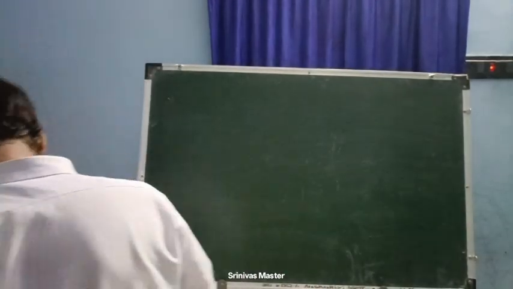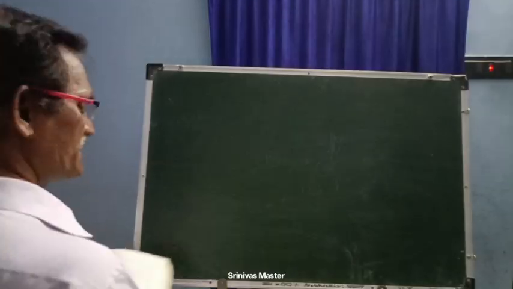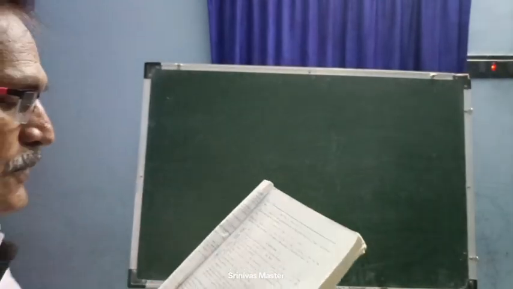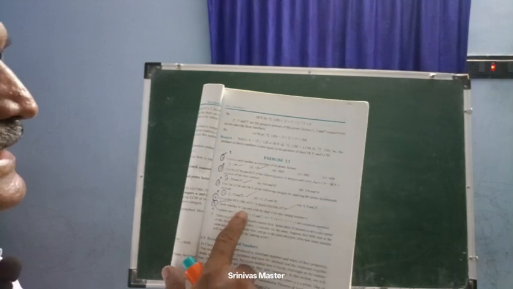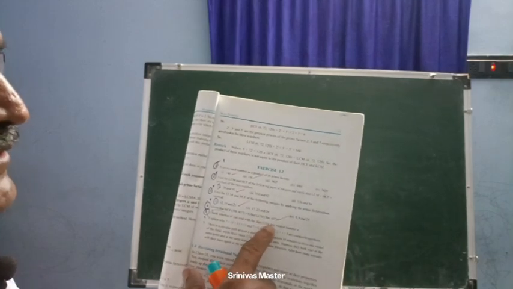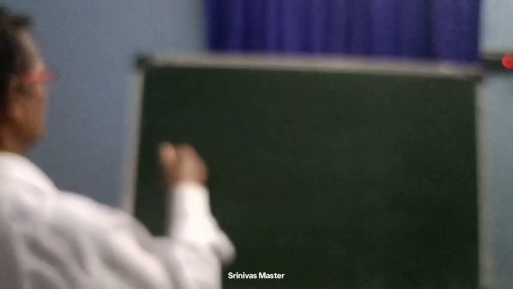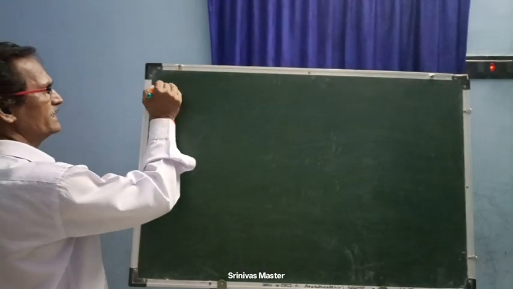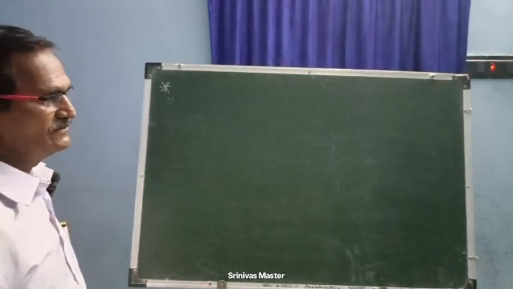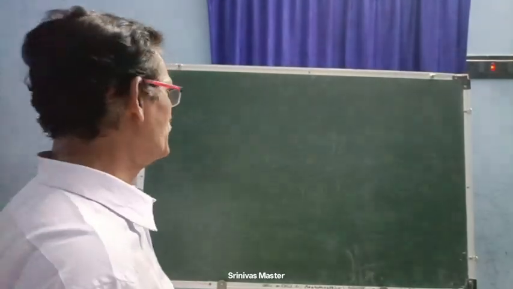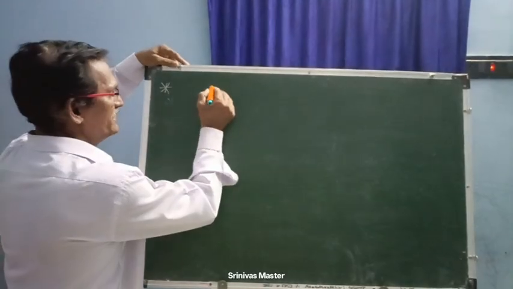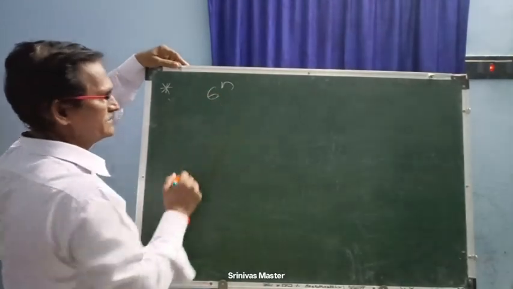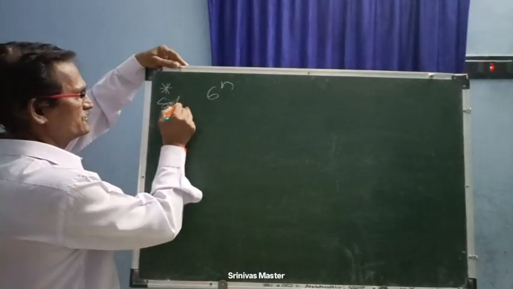See, one of the problems is given in the textbook itself. What is given, you know? Check whether 6 to the power of n can end with the digit 0 for any natural number n. Whether it will end with 0 or not, we can see. What is the given number? The given number is 6 to the power of n. Okay, children, see this solution.